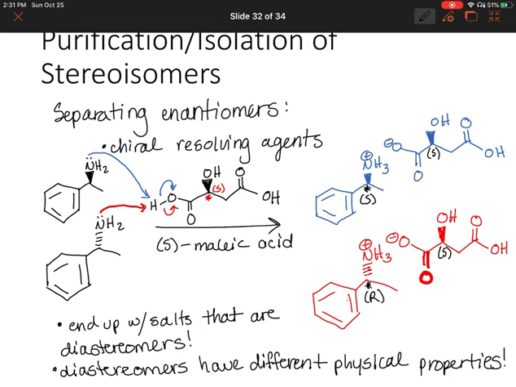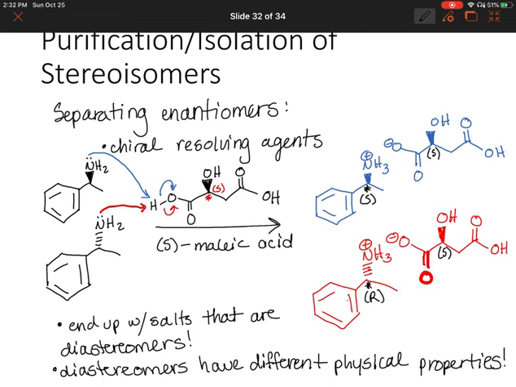And remember at the very beginning of chapter 5 when we were discussing isomers, specifically enantiomers, we said that it's really important to know the difference because sometimes one enantiomer will kill you and another enantiomer will save your life. So you do need to separate them quite often. And this is how you can do that.